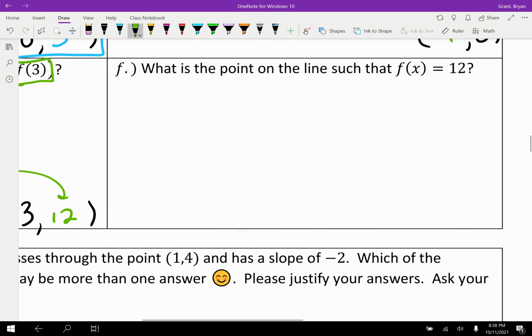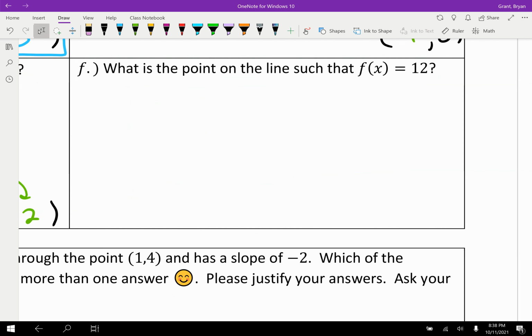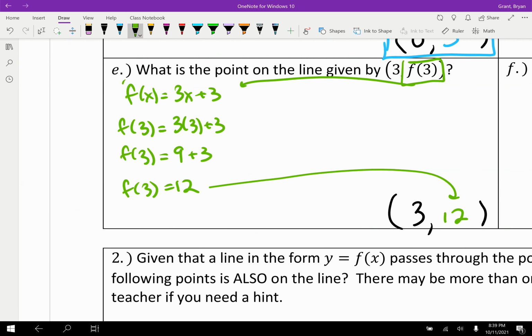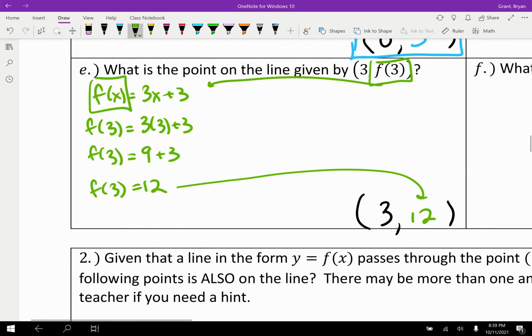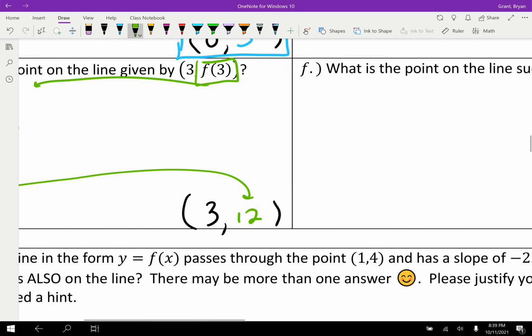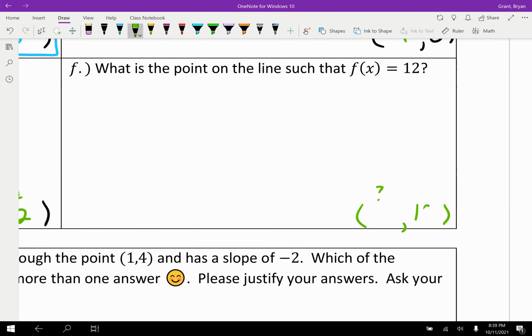All right, last one for this. What is the point on the line such that f of x equals 12? Now here we are again building a point, but we do not know the x. They didn't have an x value there. We're going to have to find that. So what does f of x equals 12 mean? Well, f of x is a fancy way to say the output for a function. They told us that the answer is 12. And so if the answer is 12, that means the y value in this case is 12.